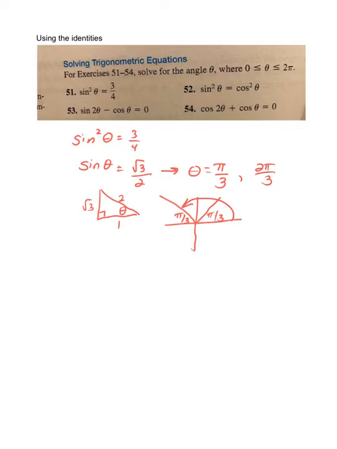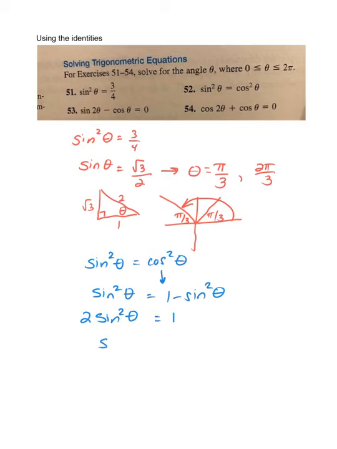Let's do another example. In this next case, I would need to have the trig functions to be the same. So I would replace my cosine squared theta with 1 minus sine squared theta. I can then collect the sine squared thetas on the same side of the equals by adding sine squared theta, thus making 2 of them over there. I can divide both sides by 2 and square root both sides.